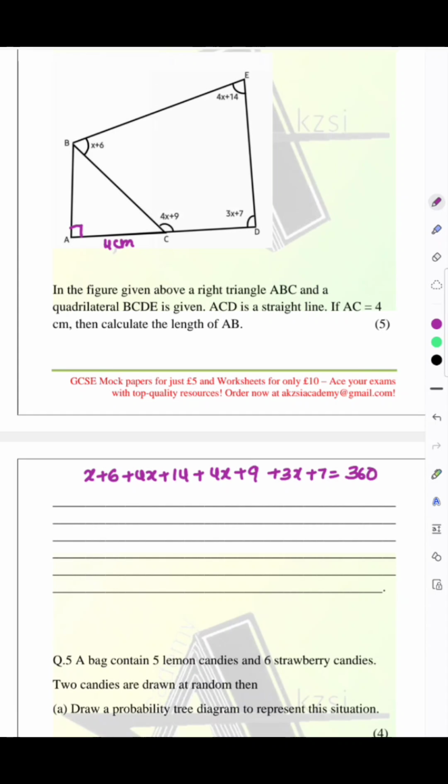Let me add all the x's, so x plus 4x plus 4x plus 3x will give me 12x, plus all the numbers, 6, 14, 9, 7, which gives 36. This will be equal to 360, and then I need to subtract 36 from 360. So 12x equals 324, and x equals 324 over 12, which gives me 27.